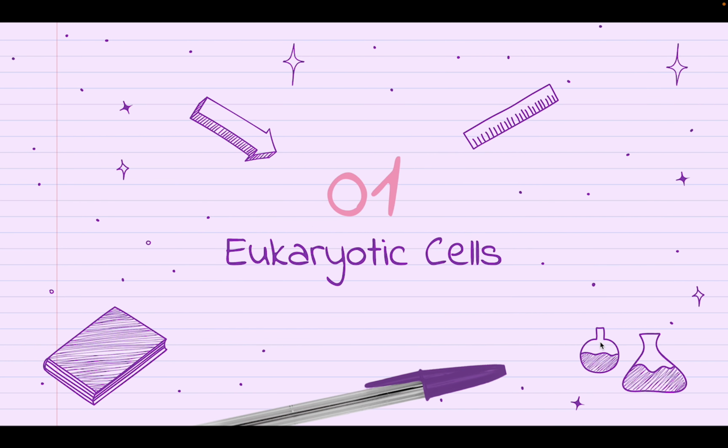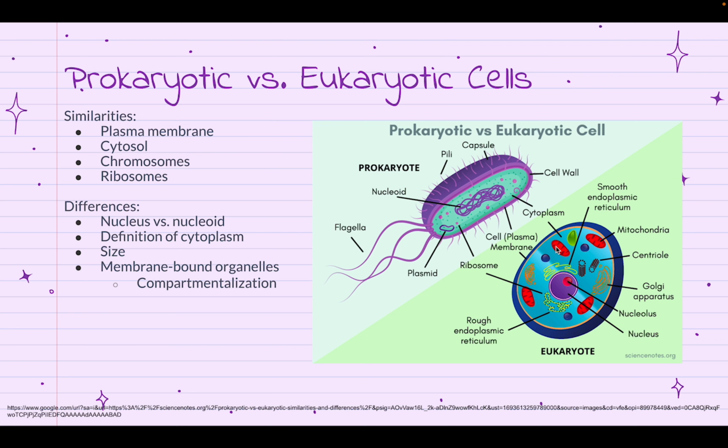Alright, so first we're going to start by looking at eukaryotic cells. If you don't know, there are two broad categories when we're looking at organisms and cells, and that's prokaryotic versus eukaryotic. So every type of cell falls into one of these two categories. We as humans and animals are eukaryotes, so are plants, while prokaryotes are like your bacteria and archaea, right?